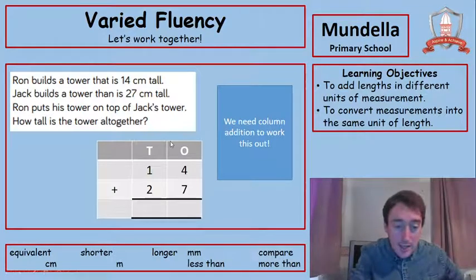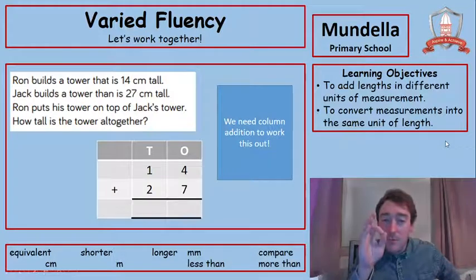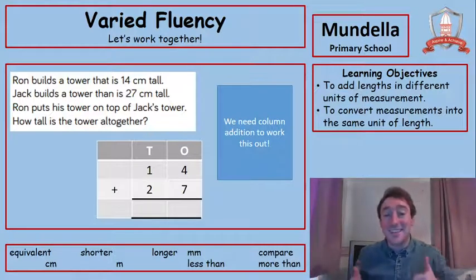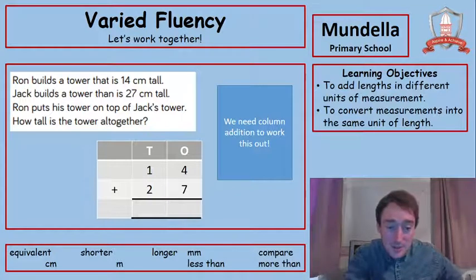And look, I've got here the 10s and the 1s so that we remember our place value and don't put the numbers in the wrong columns. Because if we do that, then we're going to get it wrong. And we don't want to do that, do we? We want to get it right. Okay, so let's have a look at what we can do.